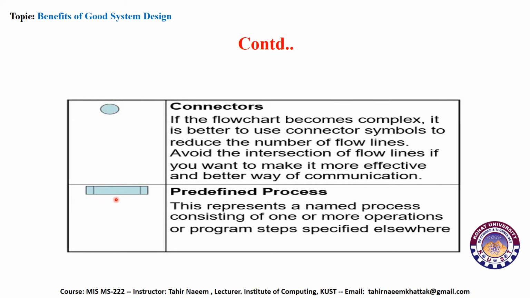Predefined process. As the name suggests, it is a process which is already defined in the system. This represents a named process consisting of one or more operations or program steps specified elsewhere. So this process takes place and it is specified somewhere else, and this is the symbol used for representing the predefined process.